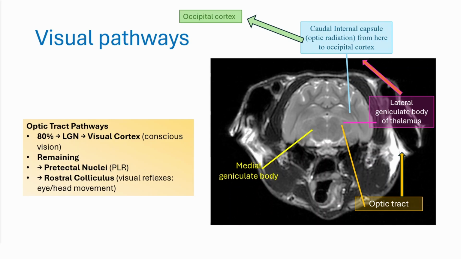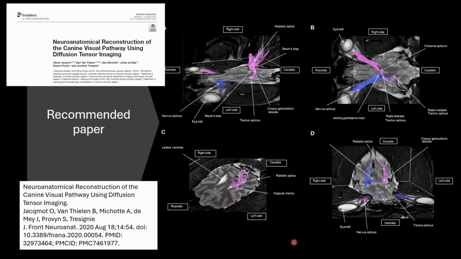And I'd really like to recommend this rather marvellous paper, I absolutely love it, which is published in Frontiers in Neuroanatomy: the reconstruction of the canine visual pathway using diffusion tensor imaging.